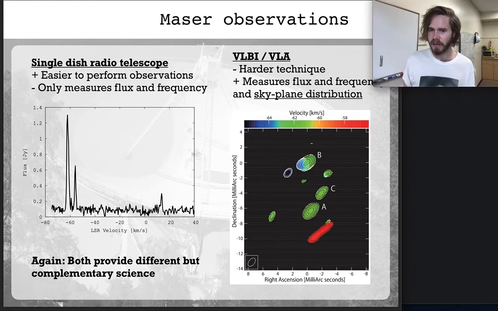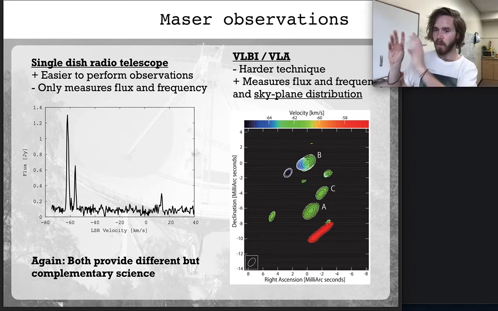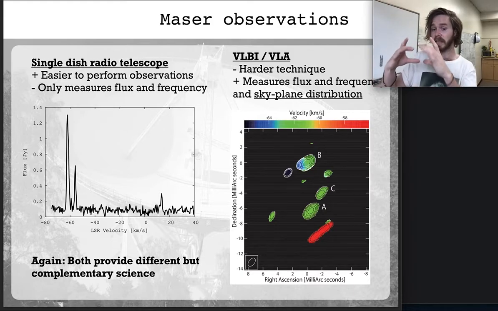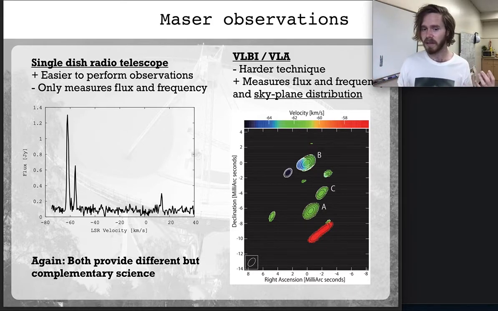Then the imaging observations, so from the last slide, this VLBI and VLA, this is much harder to do as a technique, but you do get a lot more information. So with this, you don't just get the flux and frequency, which you get from the spectrum, but you also additionally get the sky plane distribution. So you can literally now start to say, where is this emission coming from on the sky? So we talked about methanol masers being in disks, for example. We want to see that disk if we want to study disks. So we want to image those masers. It's not good enough just to have a spectrum in certain cases.